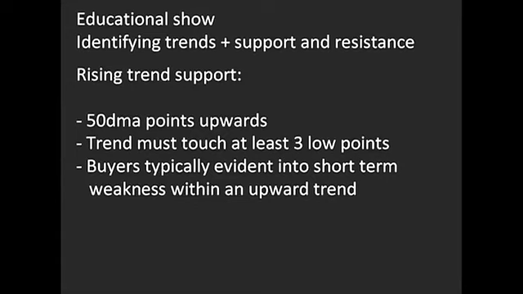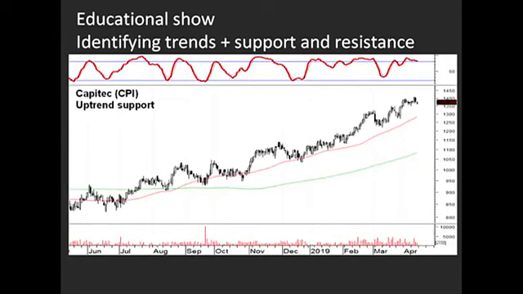The other thing is that your trend line must join at least 3 low points in the chart. And what you'll typically find is that buyers are evident at the lower end into what we term short-term weakness within an upward trend. So let's have a look at an example just to illustrate this point, because it's obviously easier to talk to a picture.